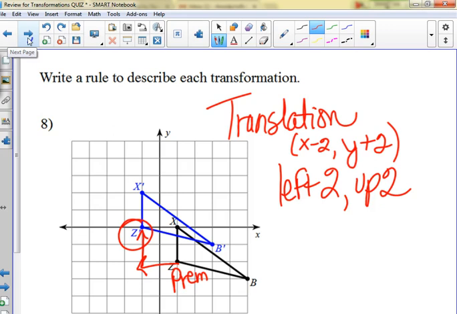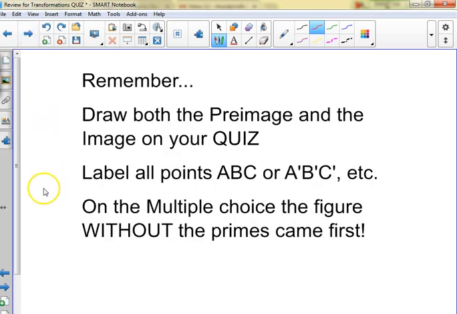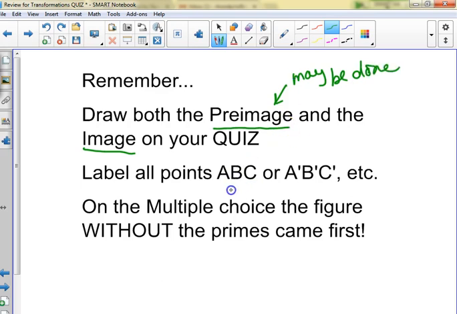All right, so when you have this all filled out, you need to take your quiz. The things you need to remember are make sure you draw both the pre-image and image unless it's already drawn for you. Some of these are already done. Okay, label all your points, A, B, C, or if it's the new one, A prime, B prime, C prime, and so on. And on the multiple choice ones, make sure you know that the ones without the prime came first. So A was here, and then if it moved over here, this is now A prime, so you would say it went to the right and down or something.